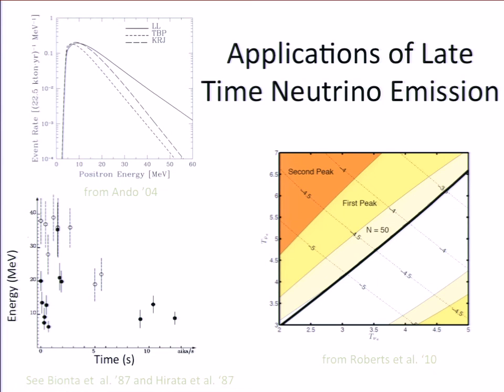The expected rate for core collapse supernovae in the galaxy is 2 per century or something like that. So you have to be lucky to catch one, right? So we're hoping to be lucky, I guess.